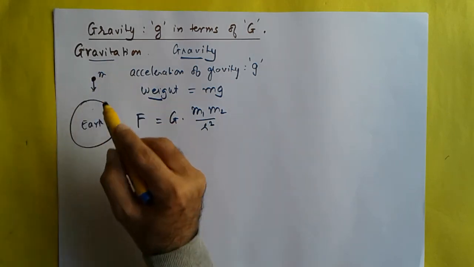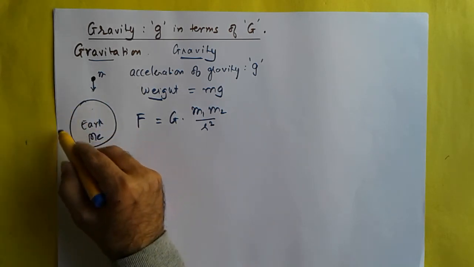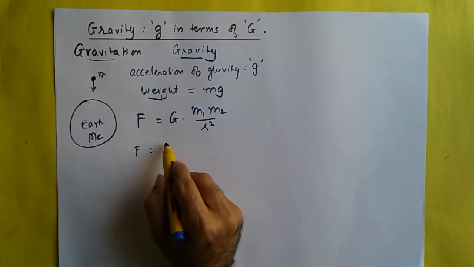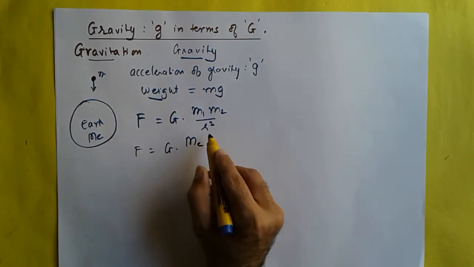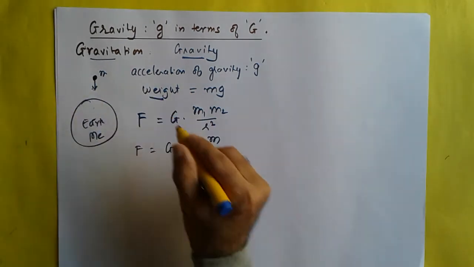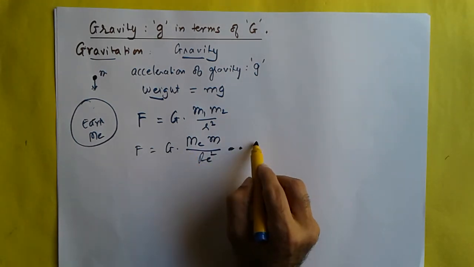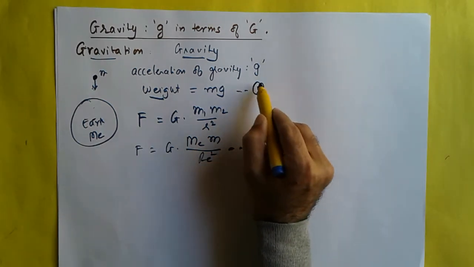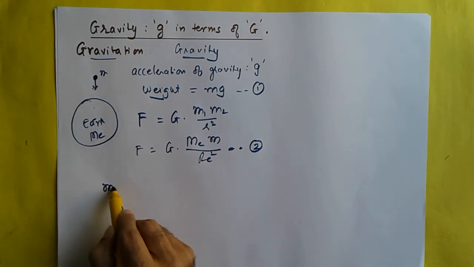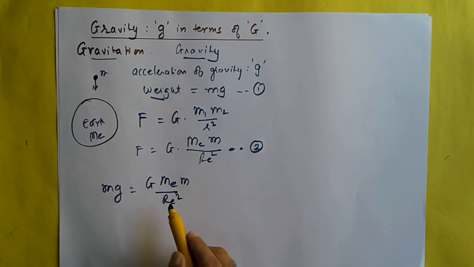So if we consider this particular object of mass m, and let us say we take the mass of Earth as M_e, then the gravitational force which the Earth is applying onto this would be given by F is equal to G M_e m upon r square, where M_e is the mass of the Earth, m is the mass of the object, and r is the distance between the center of the Earth and the object, which can be taken as R_e square. Now this particular equation we call equation 2, this is equation 1. Both of them represent the same force, mg and this force are equal. So I can write down mg is equal to G M_e m upon R_e square.